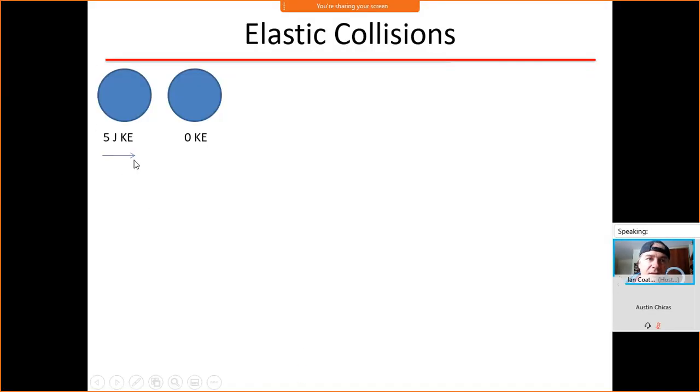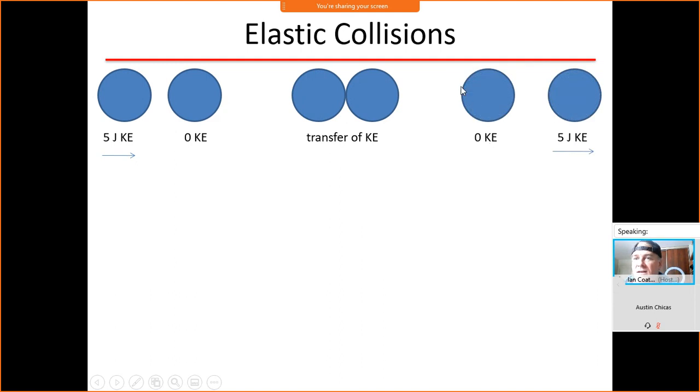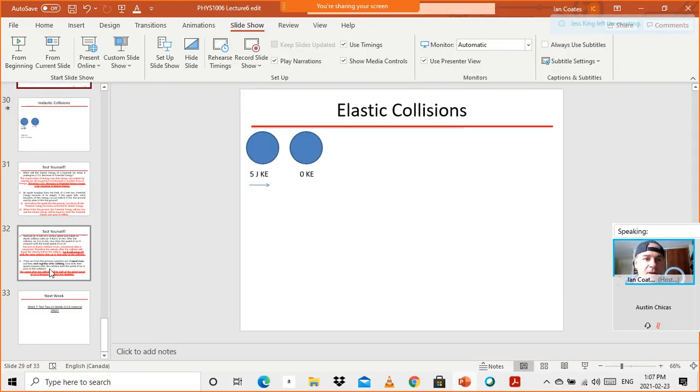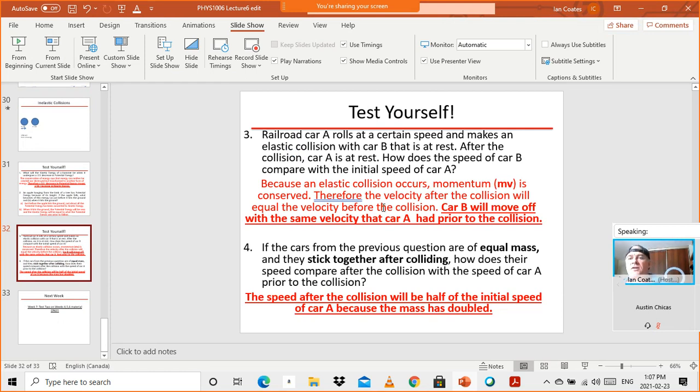Okay, you got car A, which is coming in at some speed. You got car B, which has 0. It's just sitting there. Okay, car A hits car B. Car A ain't moving anymore. Car B has taken all the energy that car A had. So that one right there is exactly that question. And because an elastic collision occurs, momentum mv is conserved. Therefore, the velocity after the collision will equal the velocity before the collision. Car B will move off with the same velocity that car A had prior.